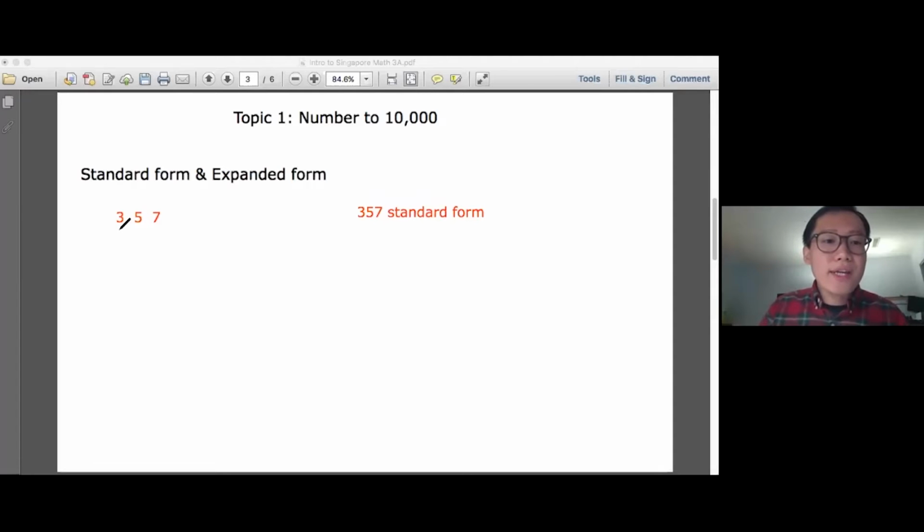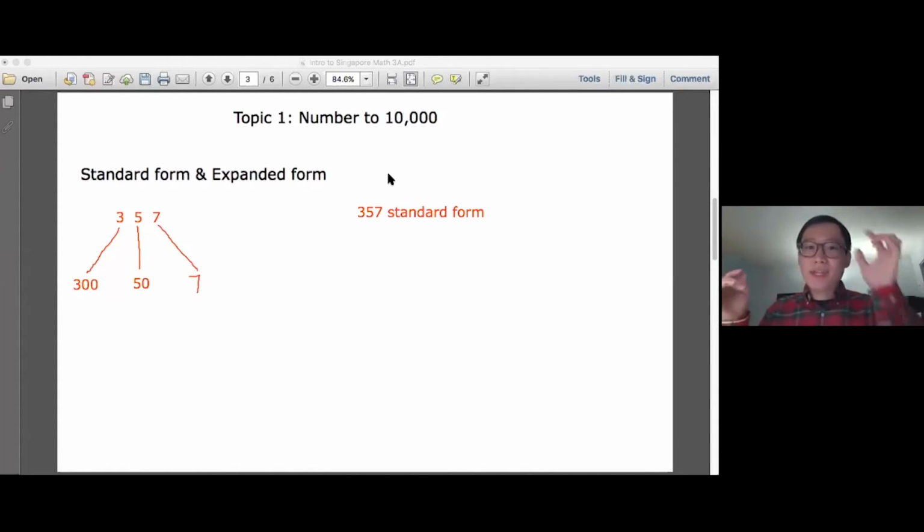The number 3 is in the hundreds place, so what it really stands for is a 300. The number 5 is in the tens place, so 5 is actually a 50. 7 is in the ones place, so 7 is just a 7. Now we have expanded the number. We take each digit, we pull each digit apart, and we find their respective values.